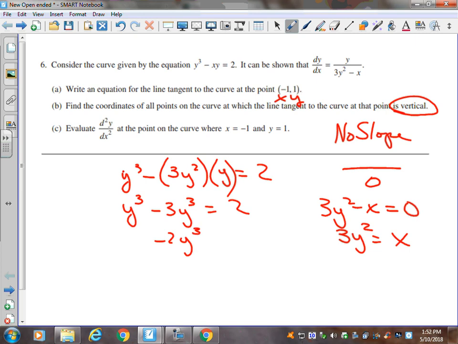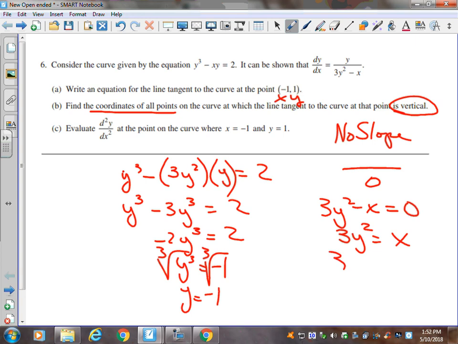That's right, makes it negative 2y cubed is 2. Divide, negative 1. What's the cube root of negative 1? Negative 1. Now, that's half of the answer they're asking for. They're asking for the coordinates of all points. Do I need a plus or minus on that? No, because that's a cube root.